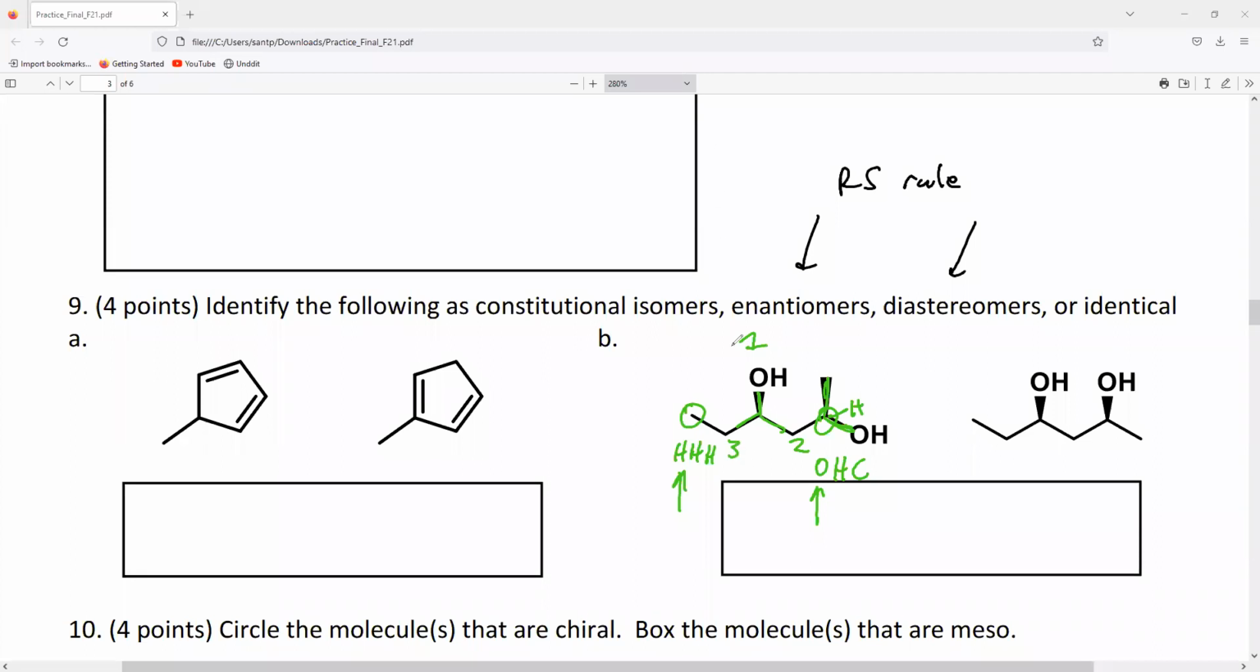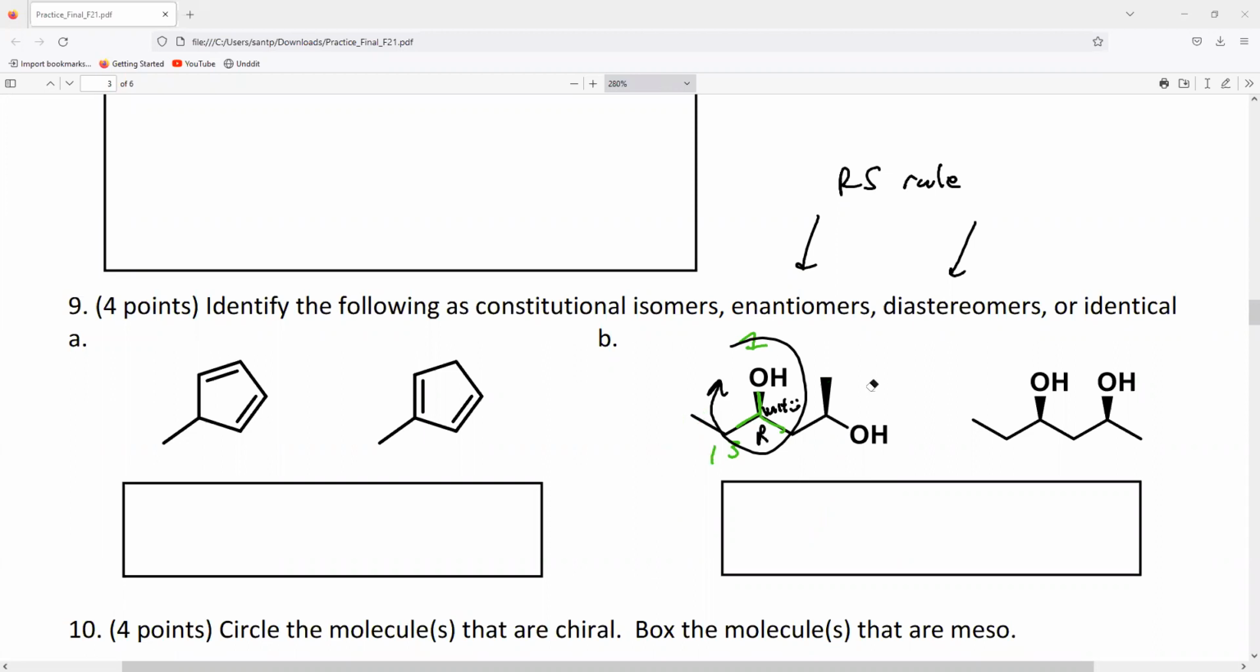Okay, so when I draw my line here, 1, 2 to 3, this is going to be a clockwise line. Hydrogen is in the back, so I know there's no shenanigans there. So this is going to be R. So that carbon is R. Okay, cool.